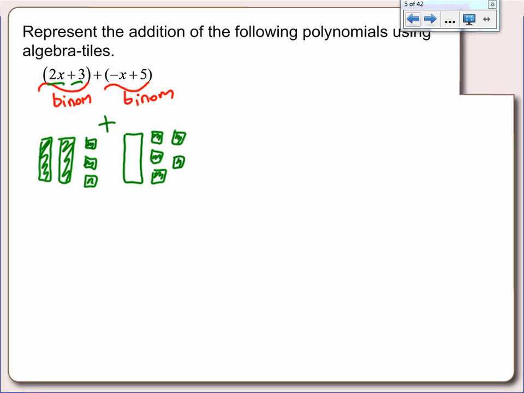So when you're adding, it's quite simple. You're going to look at your long sticks first, and you're going to see that any positive ones over here get canceled out by any negative ones over here, so we lose 1. And we're left with 1x over there. So one long skinny one.